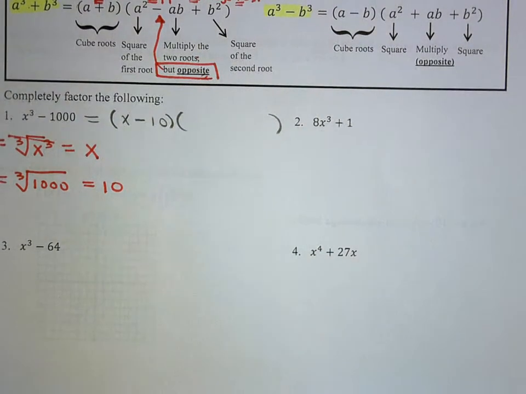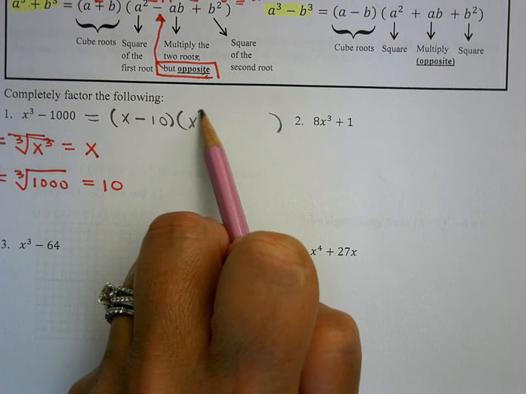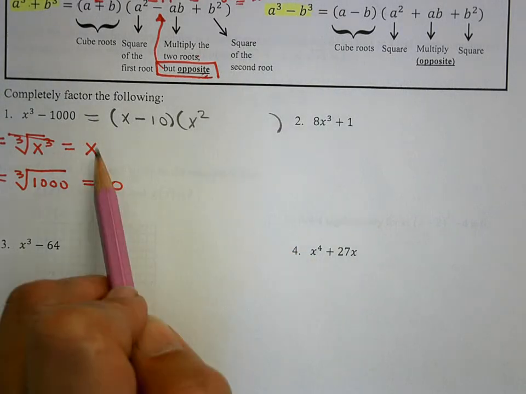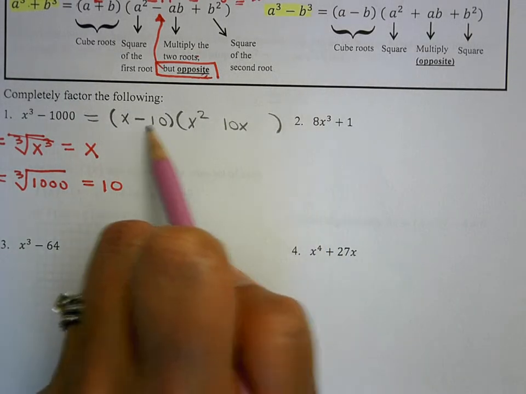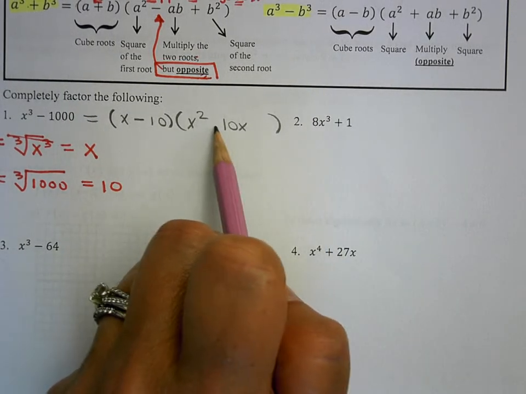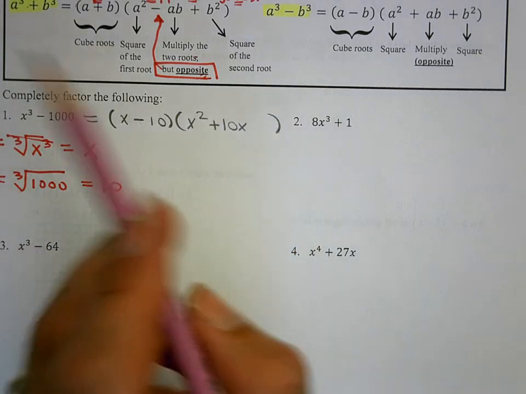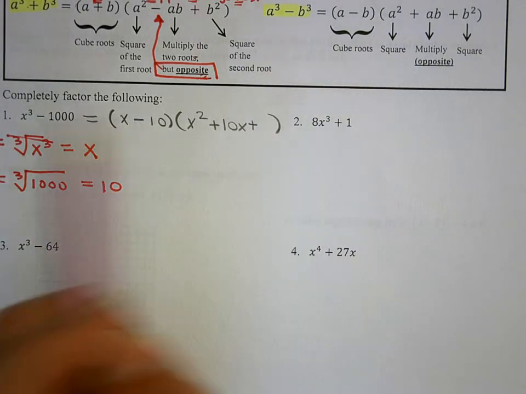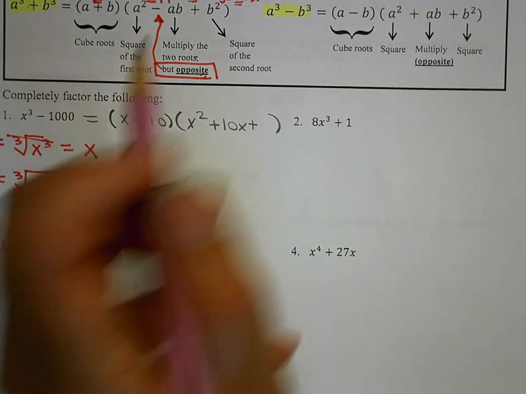So square, multiply, square. So I'm going to square this, so x times itself. Then I'm going to multiply these together, so that would be 10x. And this is always opposite, right? So opposite here, so if that's a subtract, this has to turn to addition. This one is always positive. And then I square the second root, so 10 times 10.